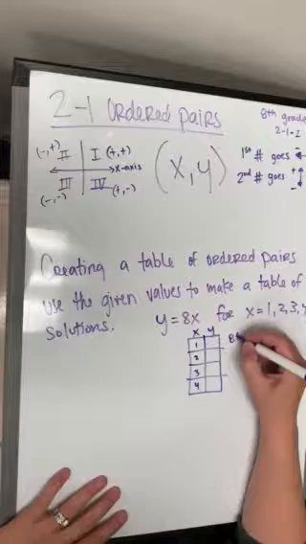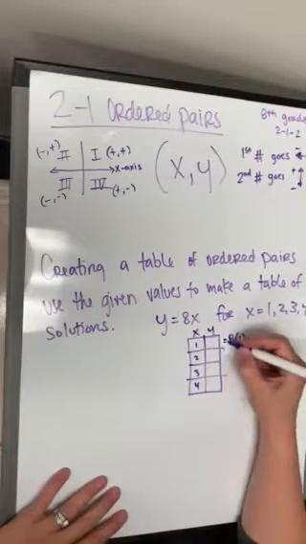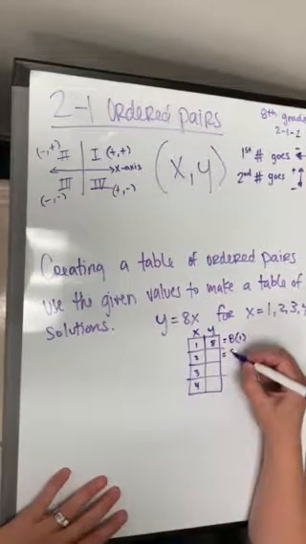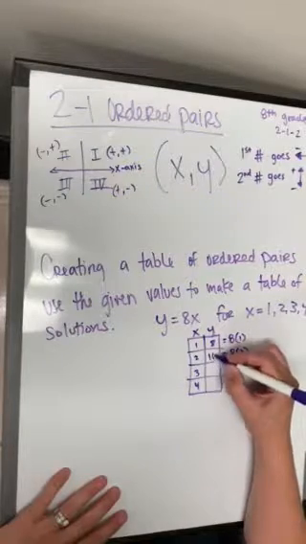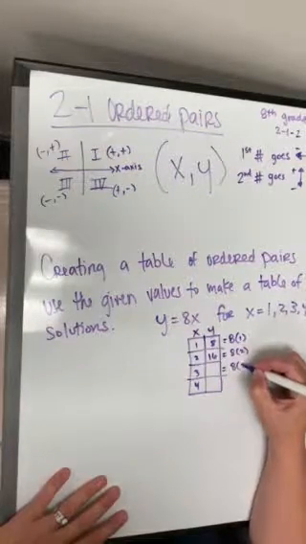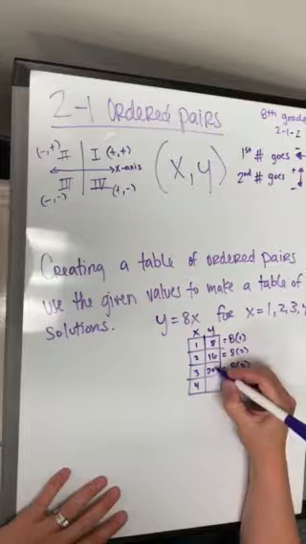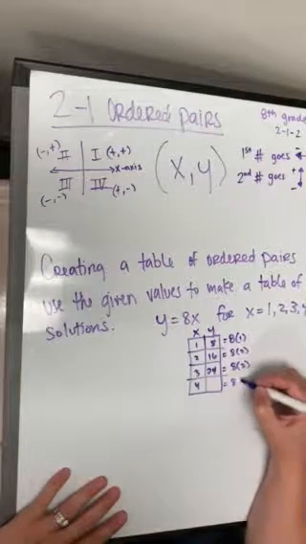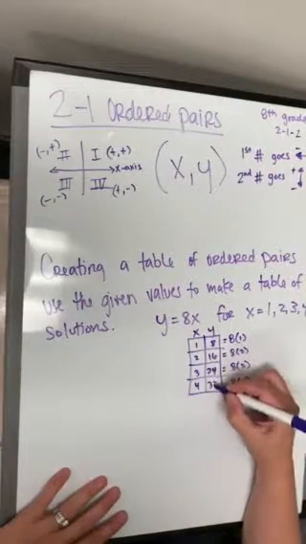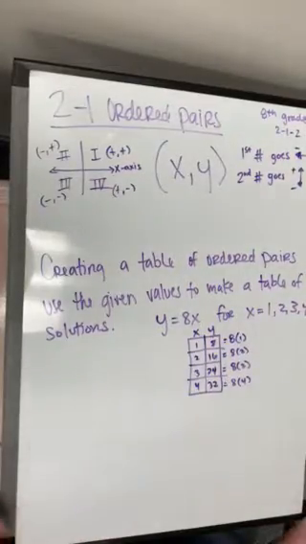Well, when x is 1, y is going to equal 8. When x is 2, y is going to equal 16. When x is 3, y is going to equal 24. And when x is 4, y is going to equal 32. That right there would be my table.